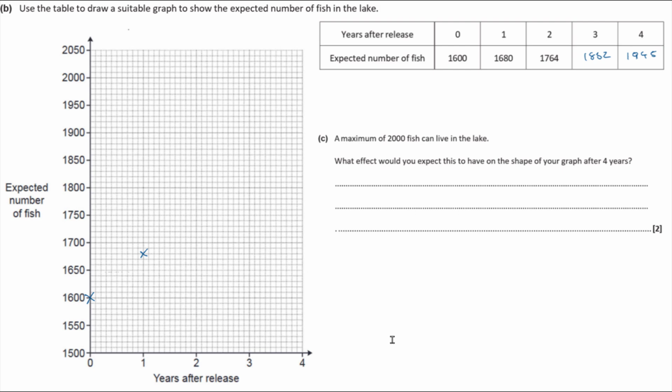Okay, now the next one is at 1764. It's going to be between 176 and 177, isn't it? Kind of halfway, I guess. Okay, somewhere like that. And then the next one, 1852. It's going to be slightly above 185, isn't it? And then finally 1945. So it's going to be half a square below 1950. There. So I've plotted the points.